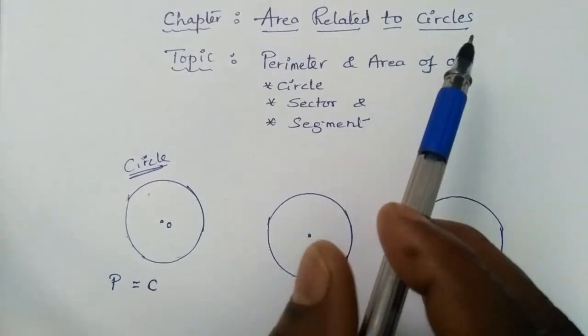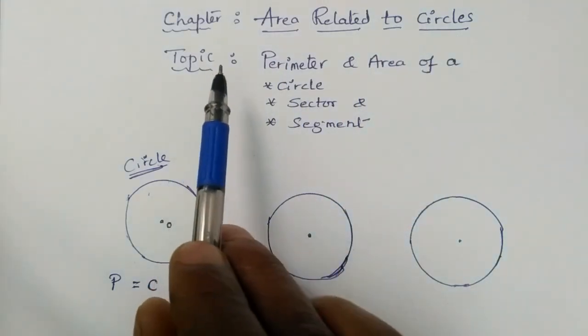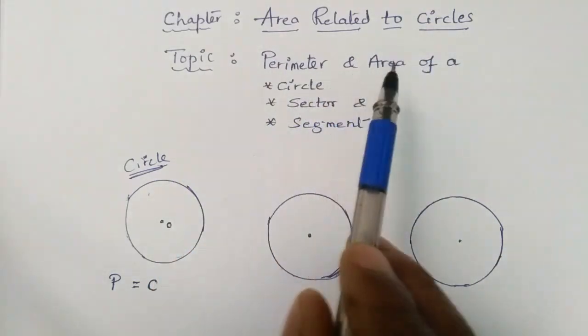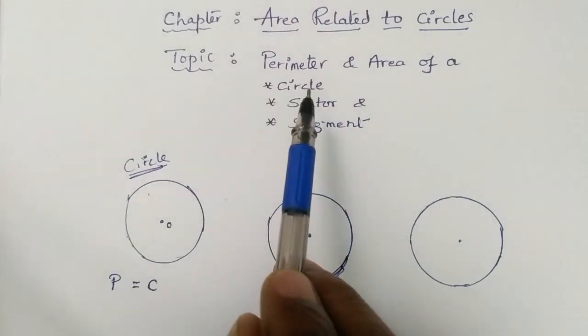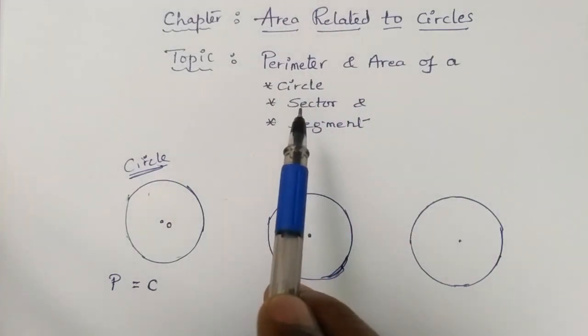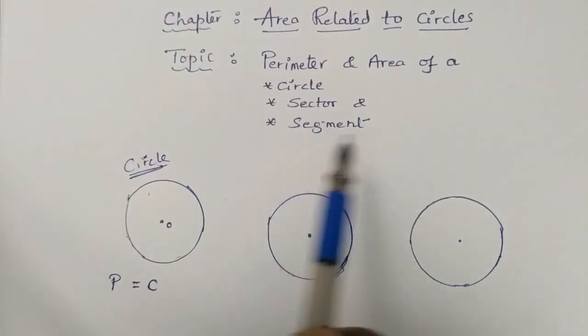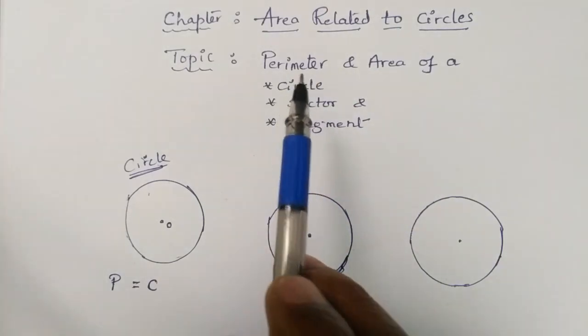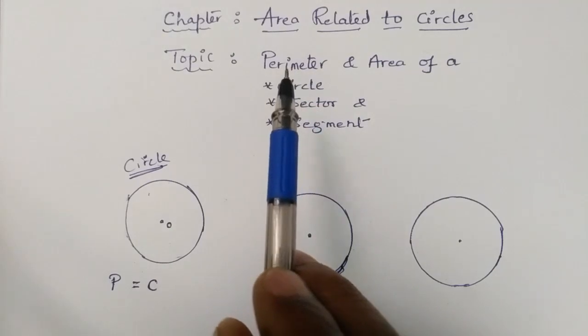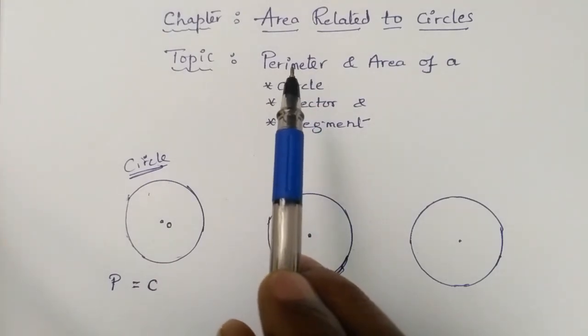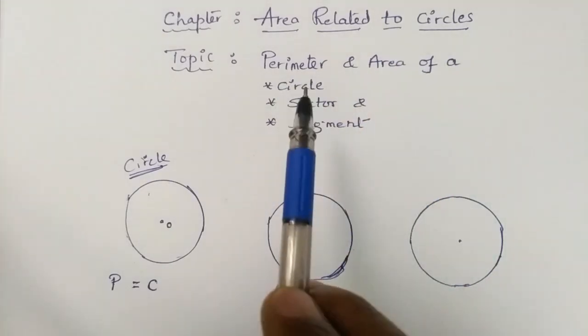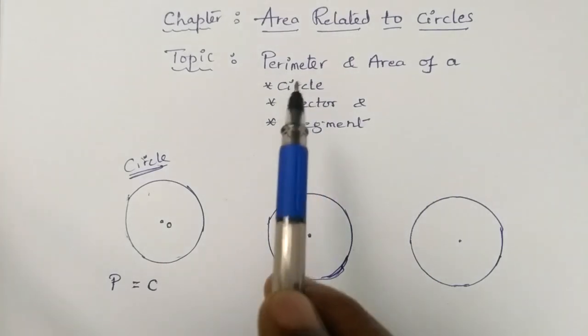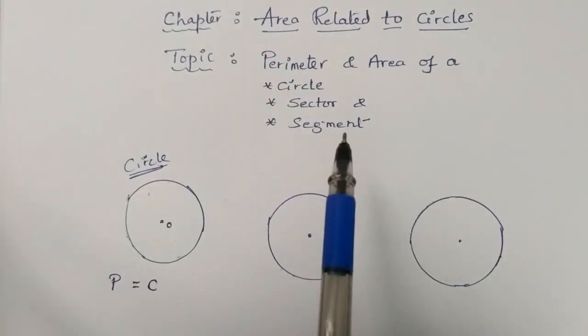Today's chapter is area related to circles. In that the topic is perimeter and area of a circle and its parts, that is sector and segment. This sector and segment are the parts of a circle. So in today's class we are going to learn the perimeter and area of a circle as well as its parts, that is sector and segment.